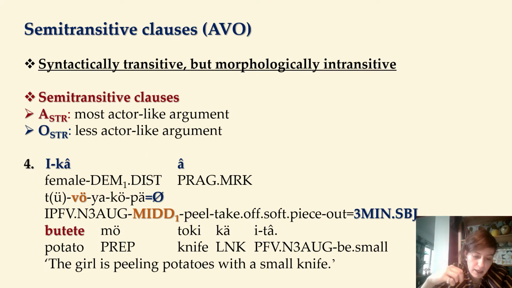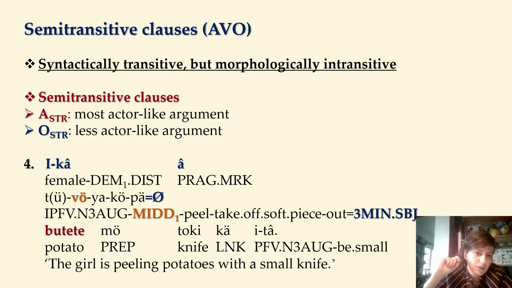There is also a type of semitransitive clause which is syntactically transitive, so with 2 core arguments, A and O, but morphologically intransitive. So for instance, the person marking pattern is intransitive. This type of clause is typically used to express a focus on the action, and this can correlate with some aspectual meanings, so for instance, habituality, and with objects that are low in individuation. So for instance, they are generic, non specific, plural, etc.